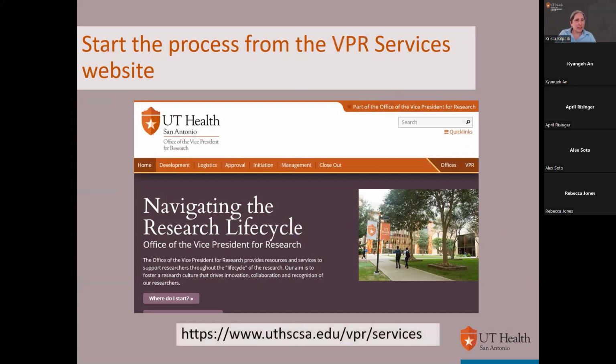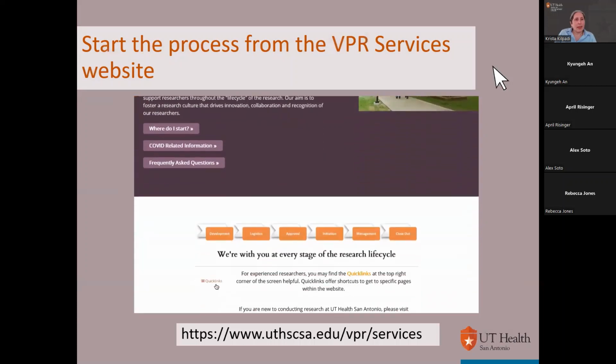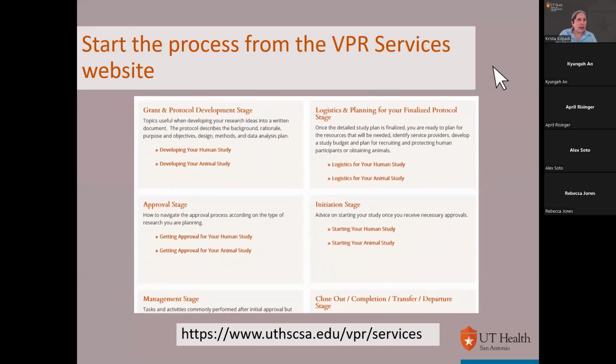This is the address. It's www.uthscsa.edu/VPR/services. That'll get you to this page that's shown on the screen here. You can scroll down the page, and you'll see down here at the bottom a section that says approval stage, and you can click on getting approval for your human study, and that will lead you to where all of the forms and things are that we need you to fill out to start the process.